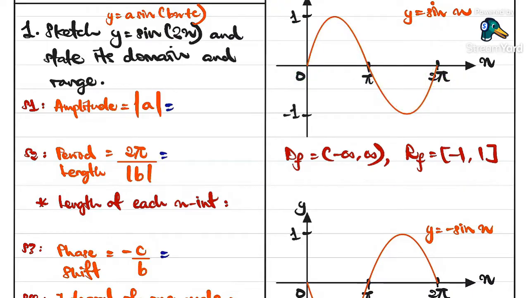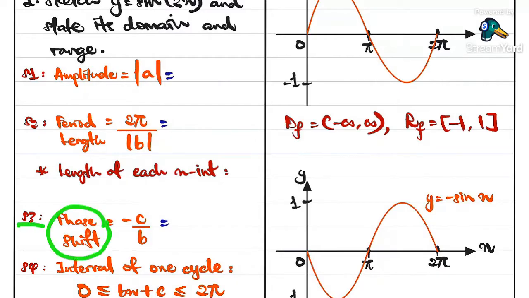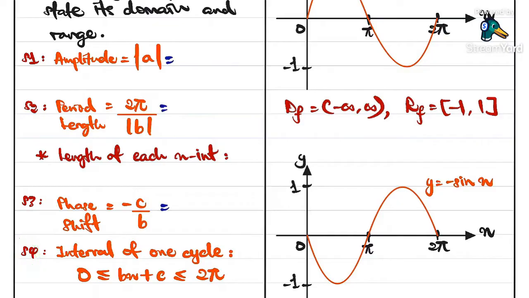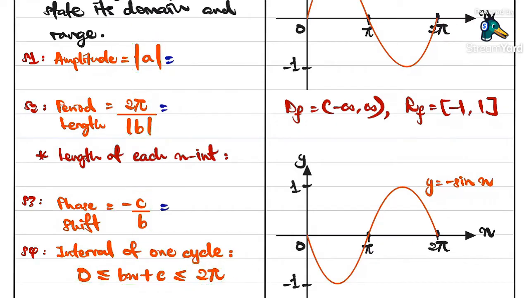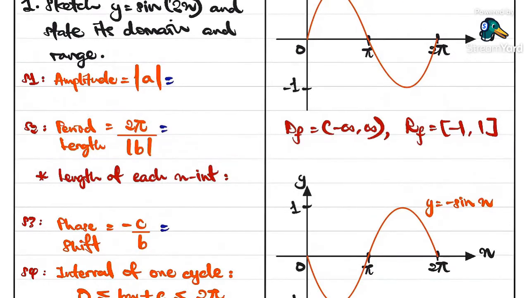So basically, the length is 2 pi from the origin. In this case, we need to find its period length for this problem. And then we need to find the phase shift, the shifting part. And then the last one is the interval of one cycle. We have a formula here, we just follow the formula. All these steps are important and need to be memorized, because if you memorize them, it's much easier to sketch. So now we go to the first step, which is the amplitude.